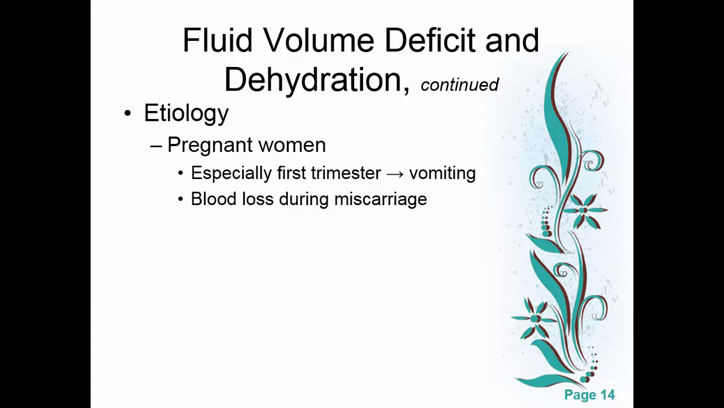Pregnant women, especially in their first trimester, have morning sickness, so they have increased vomiting, which puts them at risk for dehydration. Also, blood loss during a miscarriage puts them at increased risk for a fluid volume deficit. They are told to avoid caffeine, alcohol, and diet drinks because they all increase diuresis, causing dehydration.